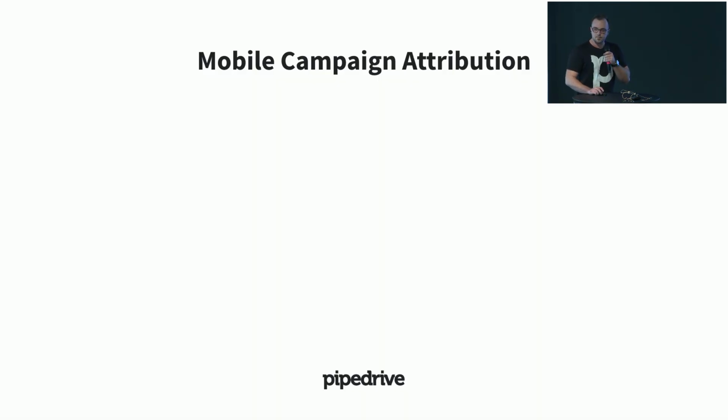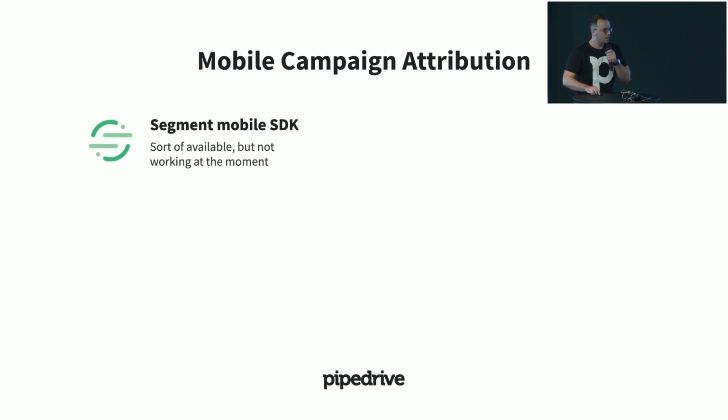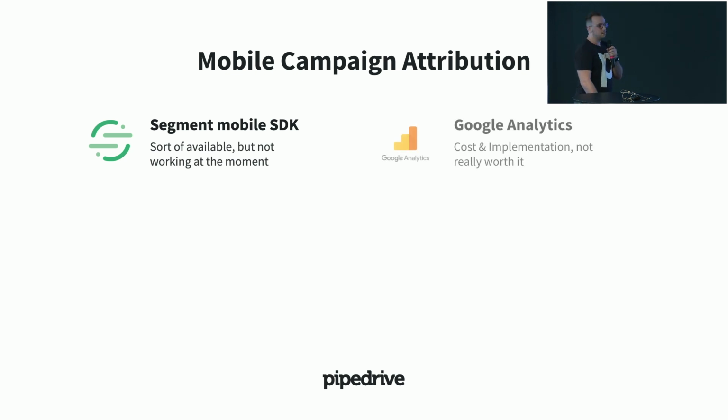In our case, we use a tool named Segment. It has the SDK available. It also gives you the mobile attribution data, but unfortunately, it's not working at the moment. Reason unknown. They said they're looking into it, but I don't know.